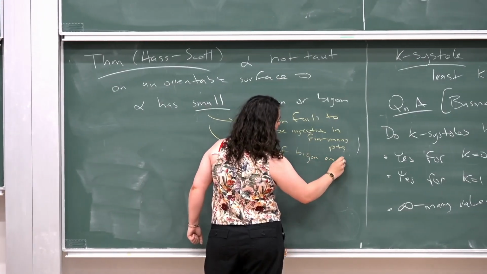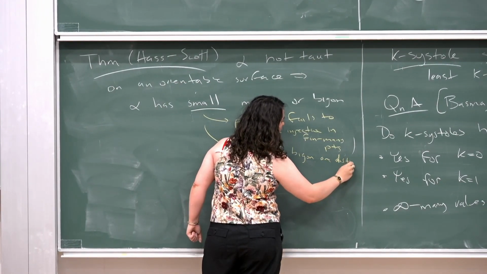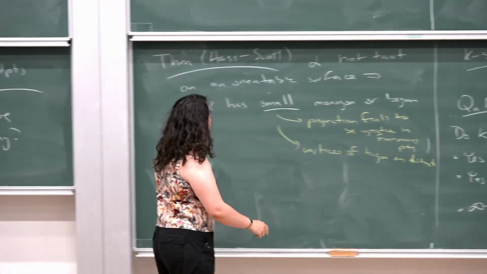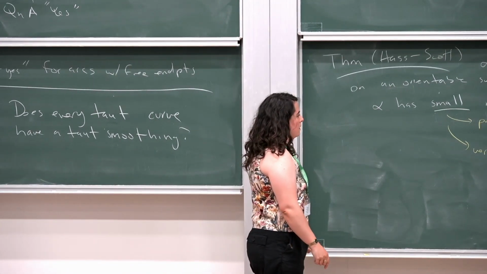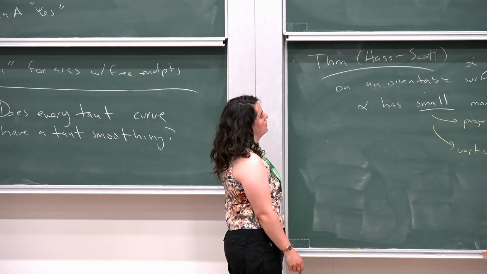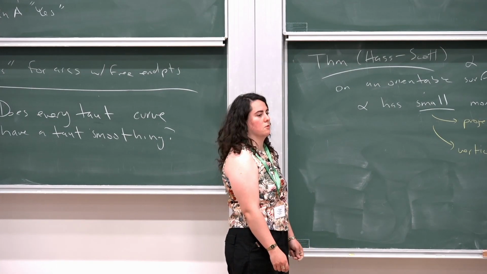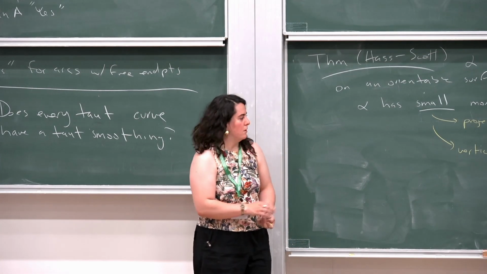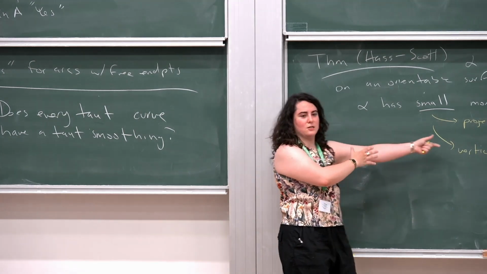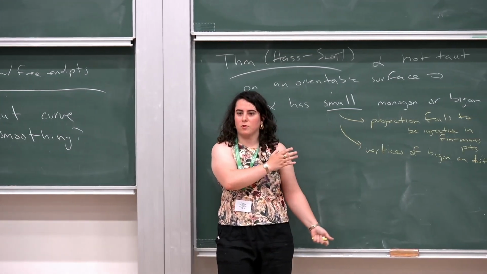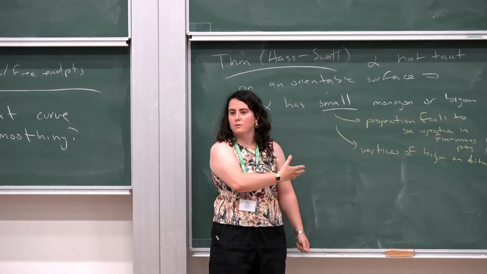This finite number depends only on the surface and on K. I don't think so. I'm not sure there's any sort of results about that. Okay, I mean, I don't know if this is clear just from what is written. So let me give you some examples of how you can fail to be small.